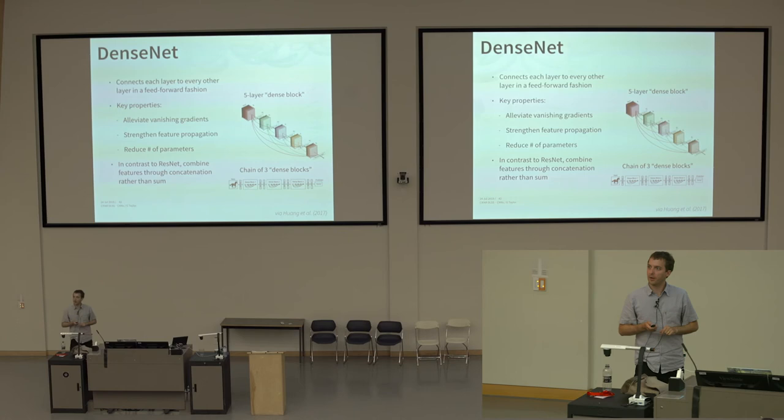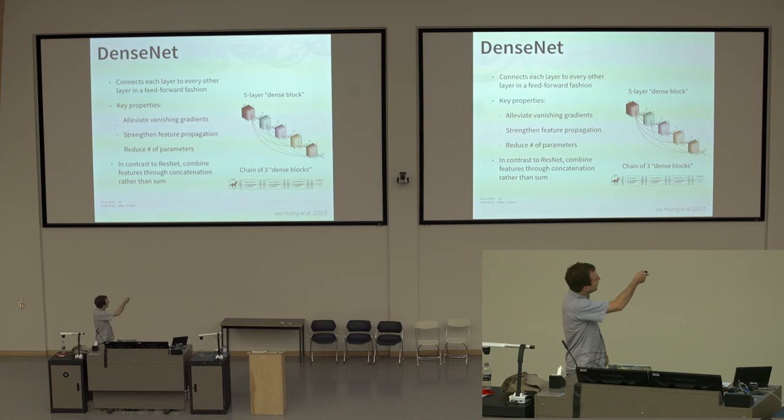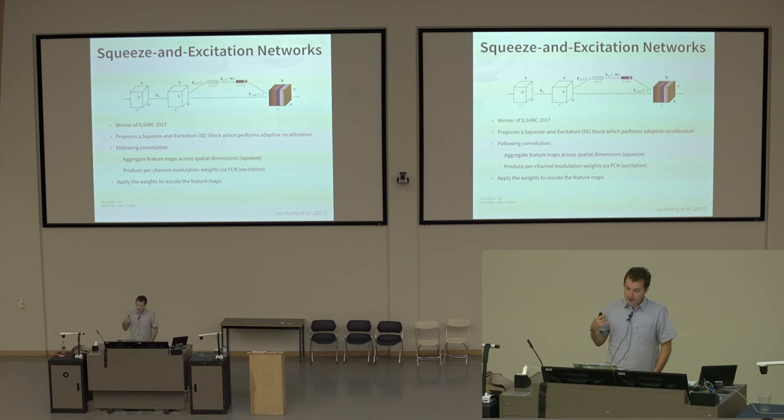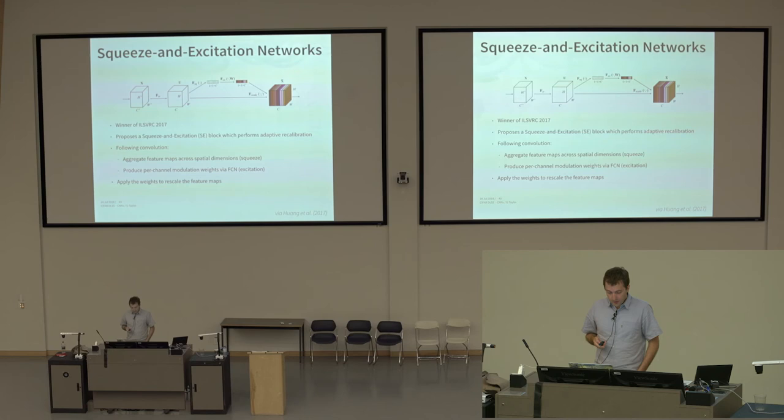That's right. So anyways, this is the dense block, and it will be repeated at various parts of the net, and they'll still have convolution and pooling between these dense blocks. Now, the last architecture that I'm going to profile is something called squeeze and excitation networks. It was the winner of ILSVRC 2017. I think that was the last year the competition was held. And it proposed what's called a squeeze and excitation block.